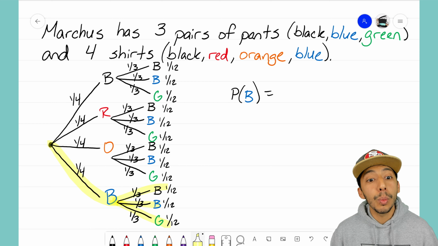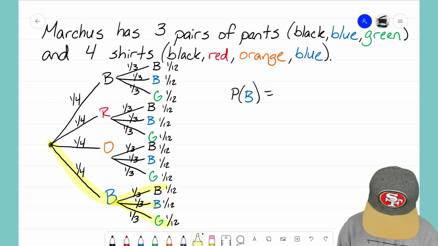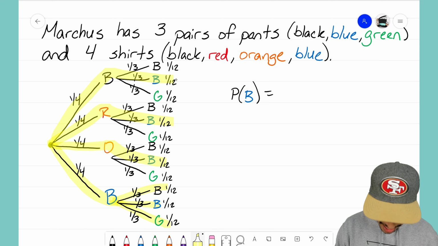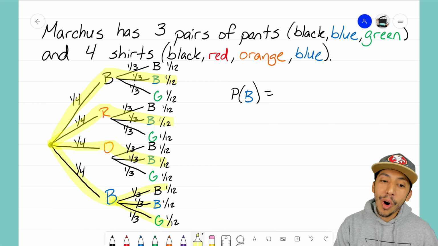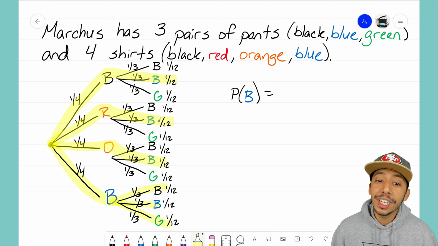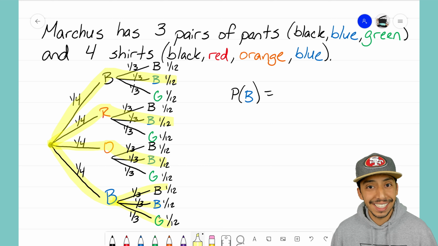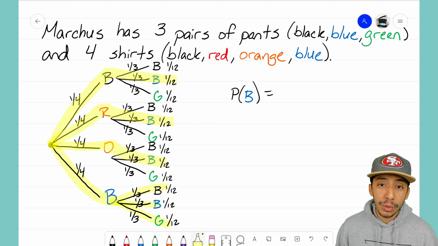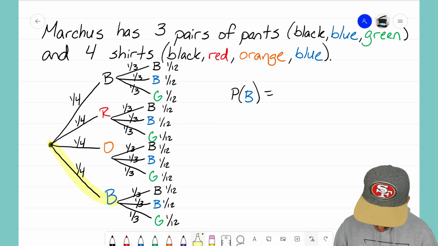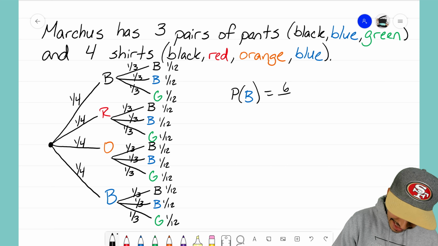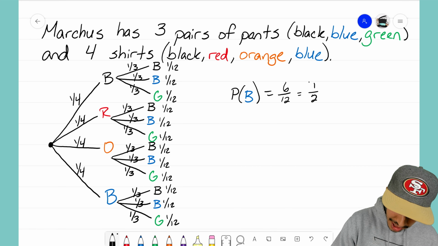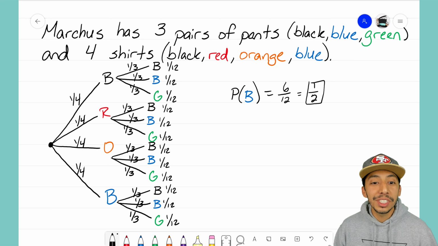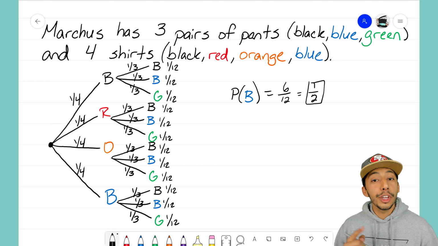But now we have to go through and look at when he's wearing blue pants. And he could be wearing blue pants with an orange shirt, with a red shirt, and with a blue shirt. So notice all the branches that I've highlighted: 1, 2, 3, 4, 5, 6. So there are 6 possible ways for him to be wearing blue out of a total of 12 outcomes. So what's the probability of Marcus wearing blue? It is 6 out of 12, which really reduces to 1/2. That's how you use the tree diagram. You identify the branches you need in order to show what you're looking for.